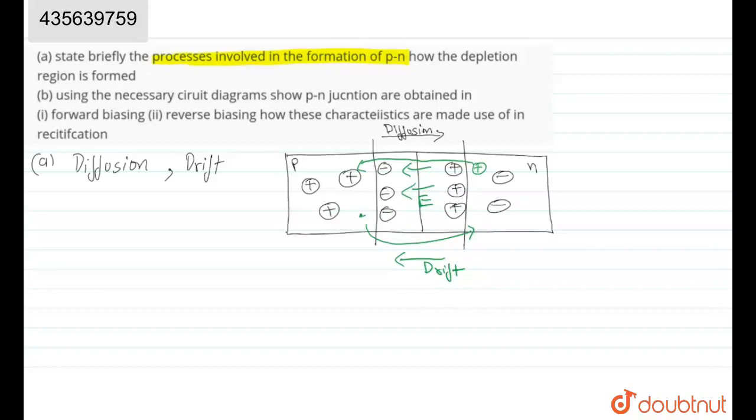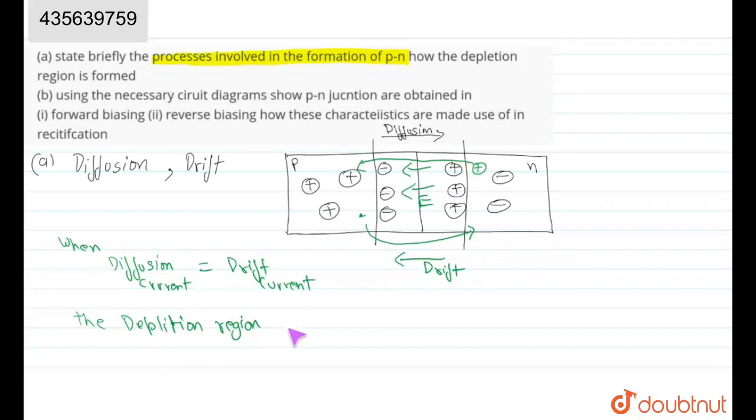Okay, now when the drift current and diffusion current become equal in the equilibrium position, then we have the depletion region formation. So when diffusion current equals drift current, then depletion region is formed.